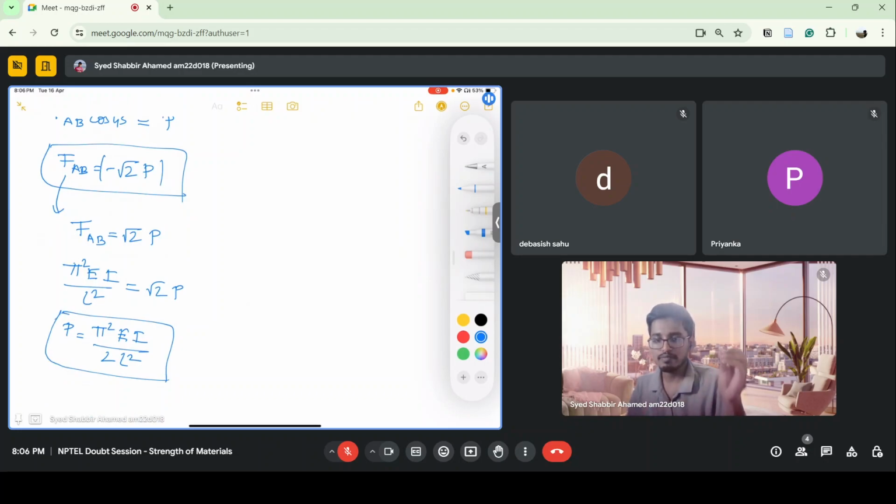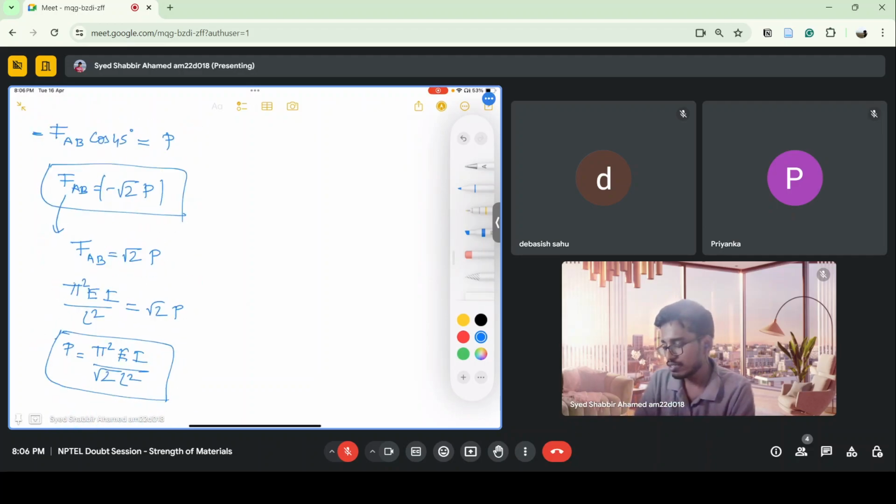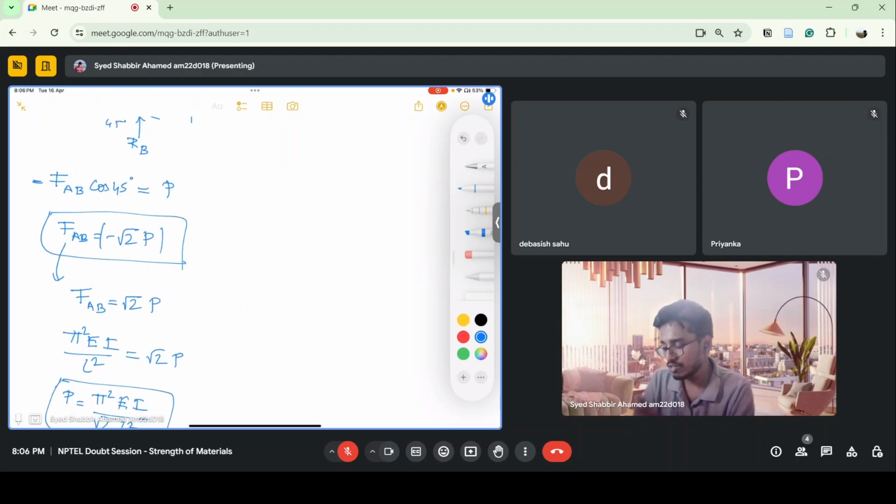Sorry, this is divided by root 2. If I apply the load beyond this, my column will start buckling. The strut here will start buckling. So this is the maximum P which you can apply.